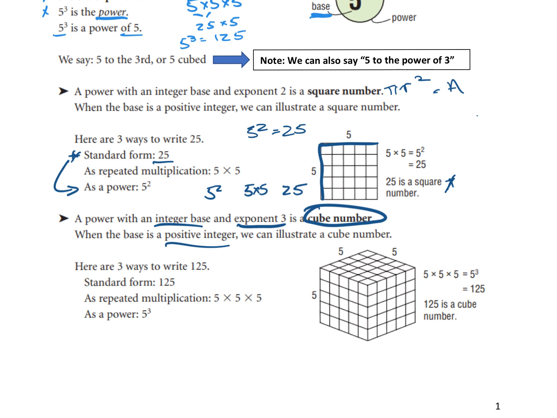I would have preferred it as talking about the power first. So the power is 5 to the 3. The repeated multiplication is 5 times 5 times 5. That's very important. It is not 5 times 3. No, we're not doing that. We're multiplying the base 5 by itself 3 times, and that gives us a standard form, or an answer, of 125.